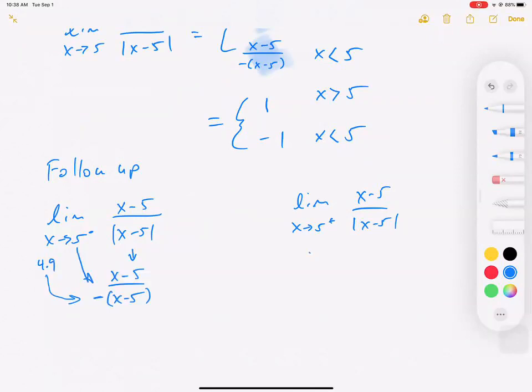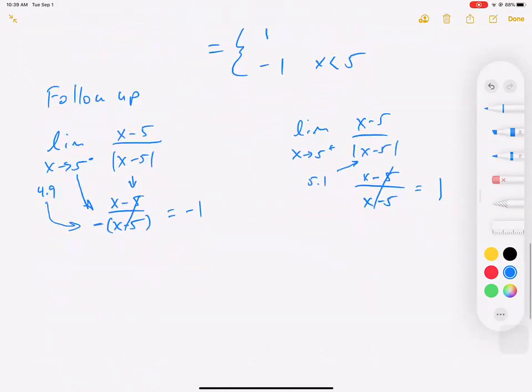On the right side, 5.1. Would 5.1 make the inside of the absolute value positive or negative? 5.1 minus 5 would be positive. So we don't need an absolute value. We're done. So these divide out, and that becomes 1. These divide out, and that becomes negative 1. So the left limit is equal to negative 1, and the right limit is equal to 1.